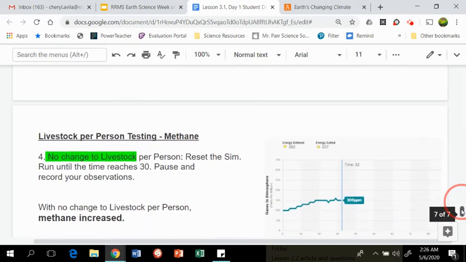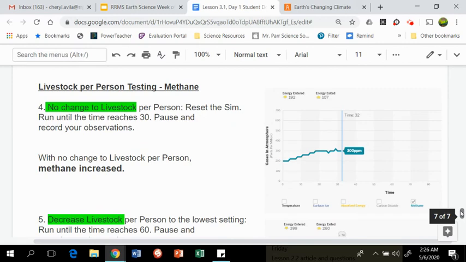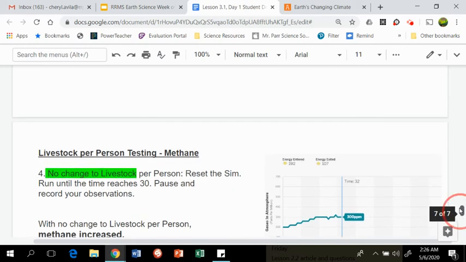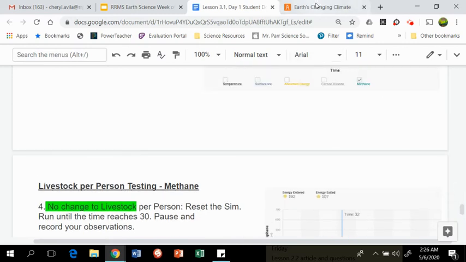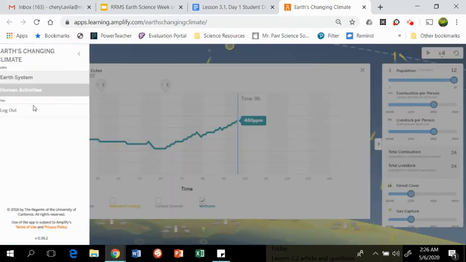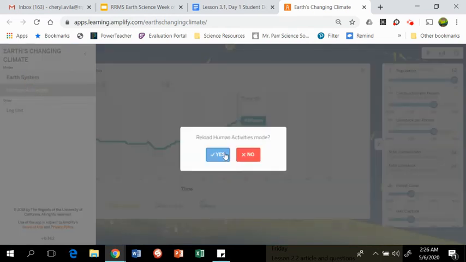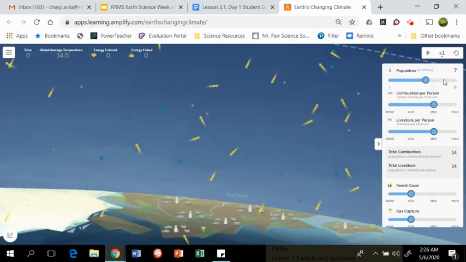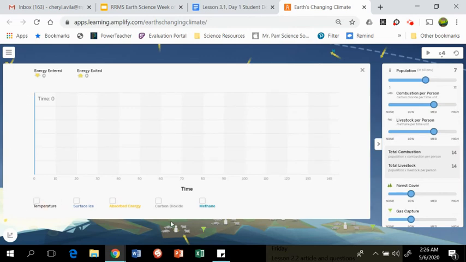All right, livestock per person. Going to go through the same things, reset the sim. This is why you guys don't have to do much today, because it was running the sim 12 times and we didn't want to give you guys too much work. We decided not to even have you have to write the notes. We gave everyone a hard copy.